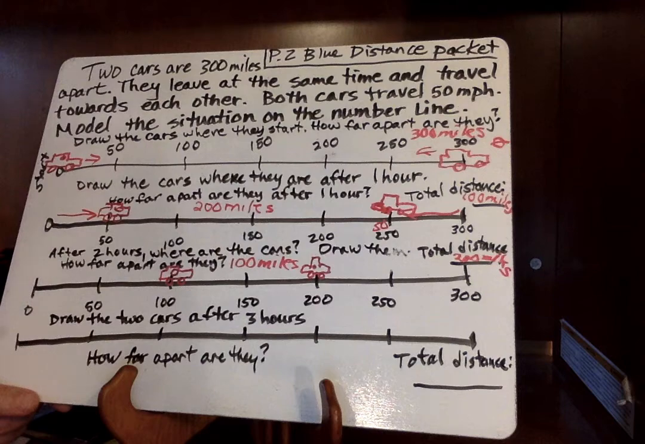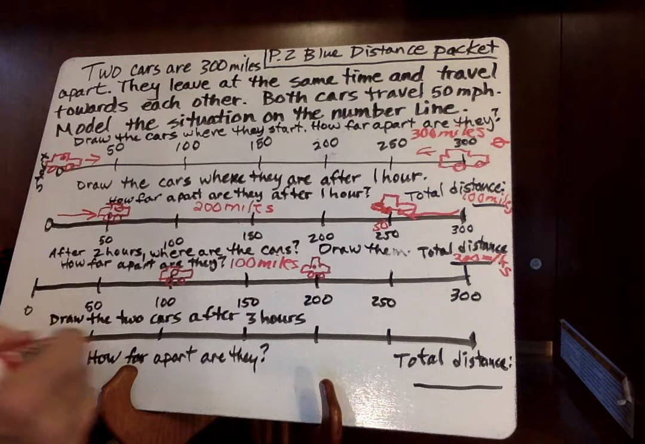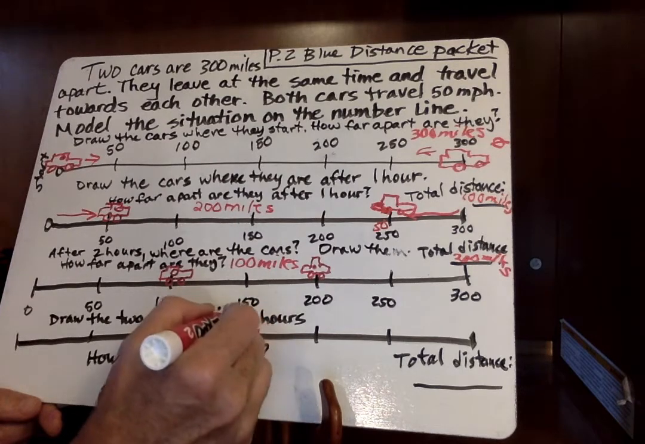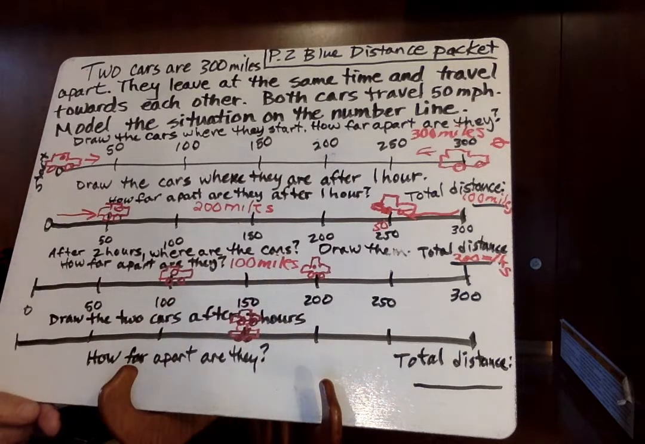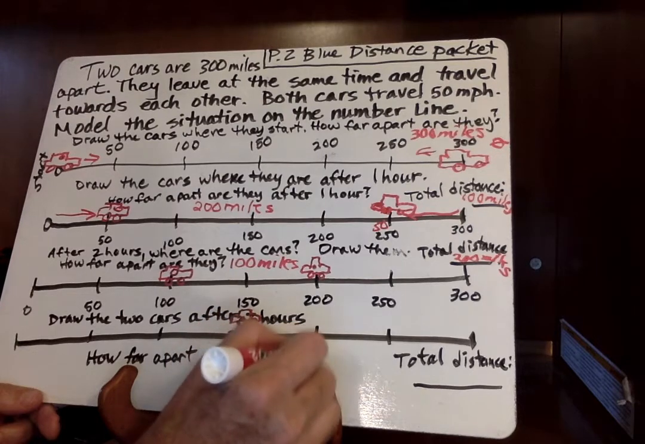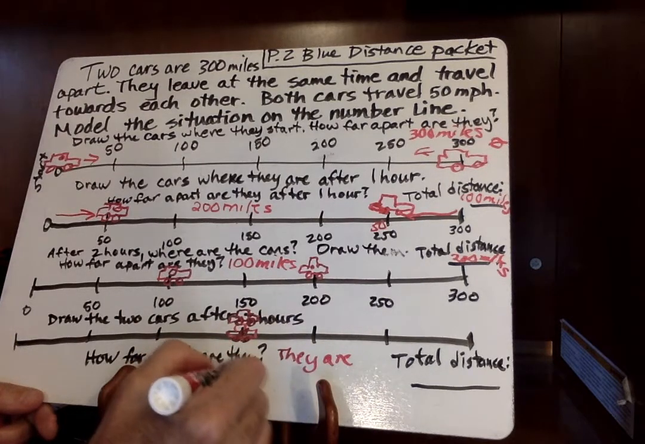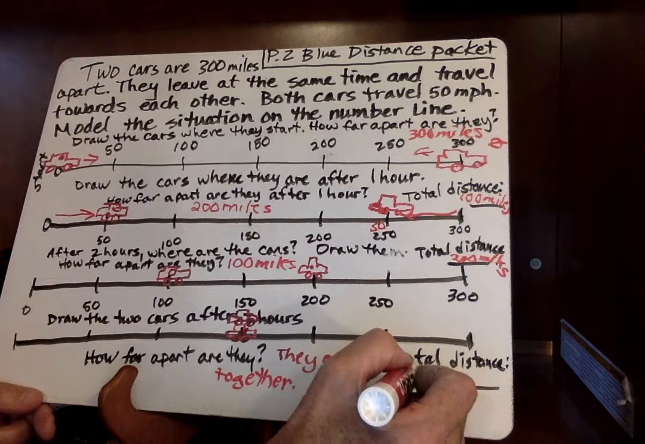Okay, make sure you put your units in there, not just 200. I need to make sure you put miles, okay? All right, now after 3 hours, draw the two cars after 3 hours. So after 3 hours, guess what? They're both right here. And I'm just going to draw the other one. So they're almost on top of each other, okay? So how far apart are they? They're together. Okay, and they've traveled a total distance of 300 miles.